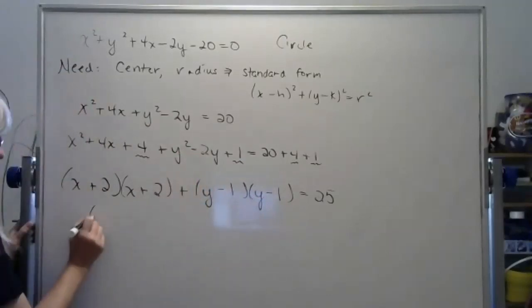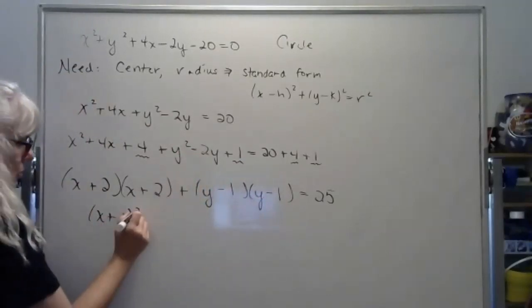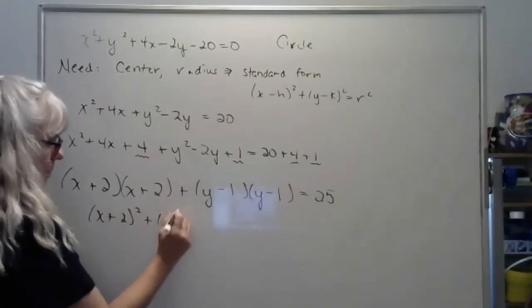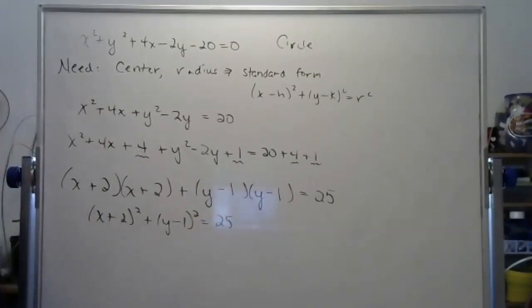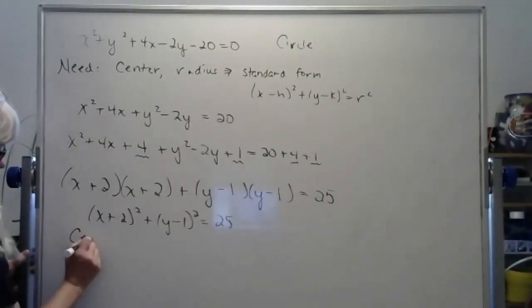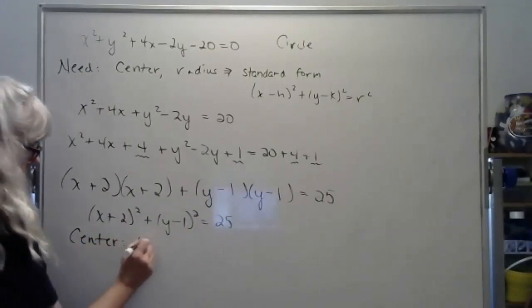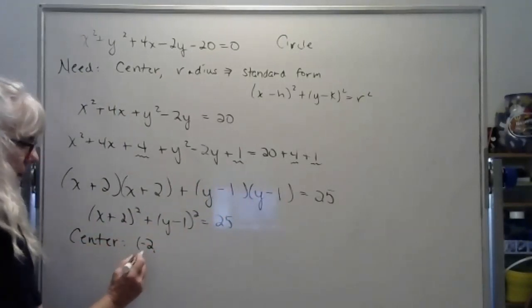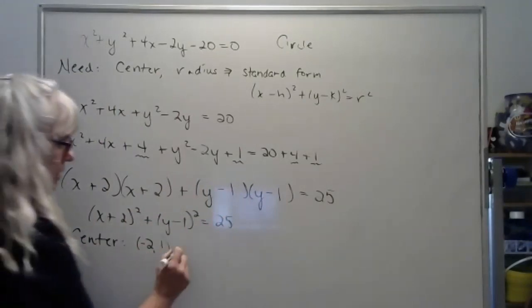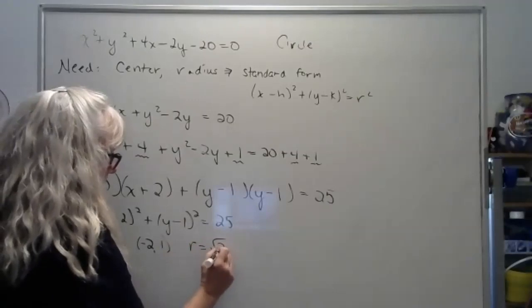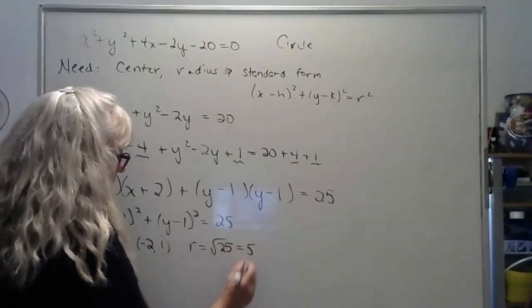So now in standard form, we have x plus 2 squared plus y minus 1 squared equals our 25. So it looks really good. Okay, so where is my center then? Negative 2, positive 1. Remember, when you pull them out of the parentheses, you always switch the signs. And r is going to be the square root of that constant, which is 5.